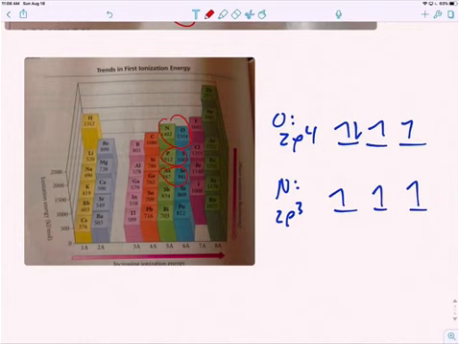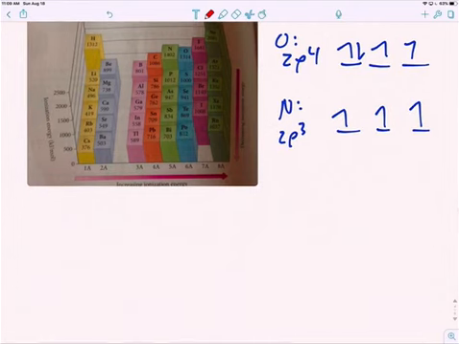For periods 2 through 5, you have a dip in periods 2, 3, and 4, where this goes down. The reason for that is it's easier to rip off this electron from oxygen than this electron from nitrogen, because the oxygen electron is paired up with another one. So that's an interesting trend. But the general trend is that from left to right it increases.